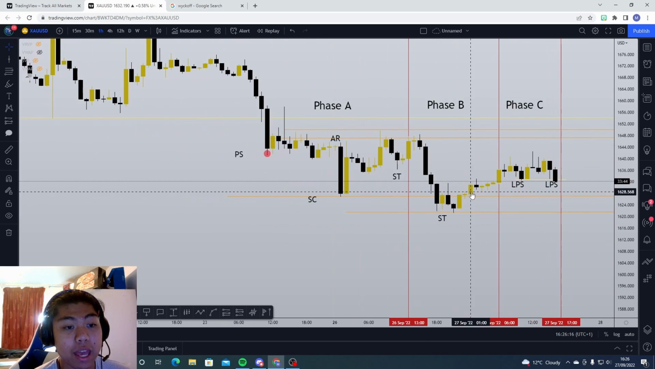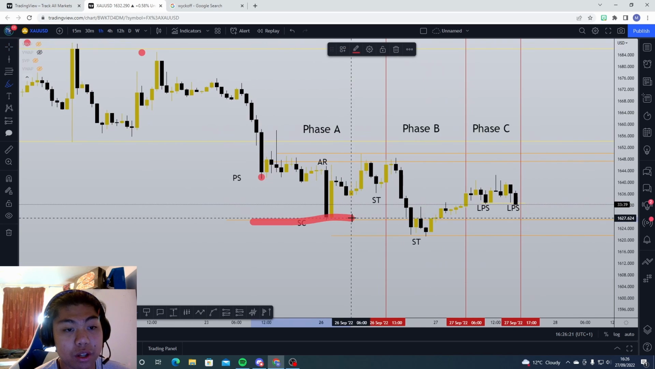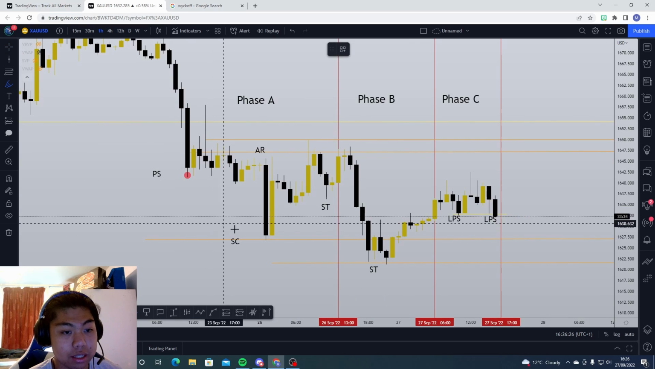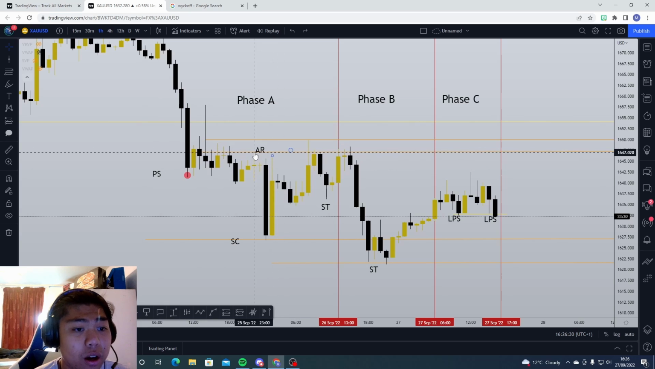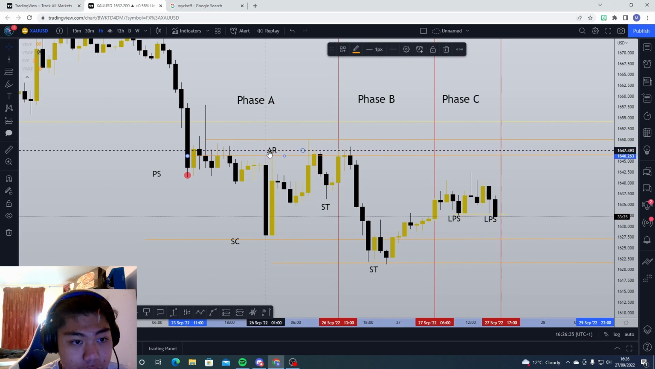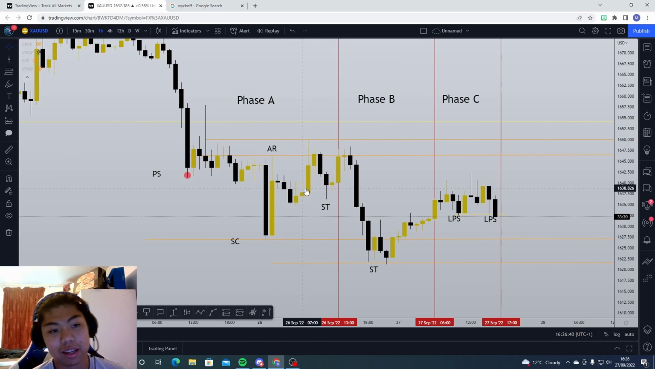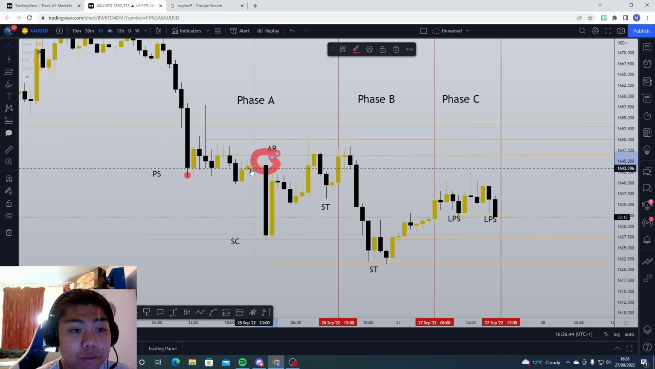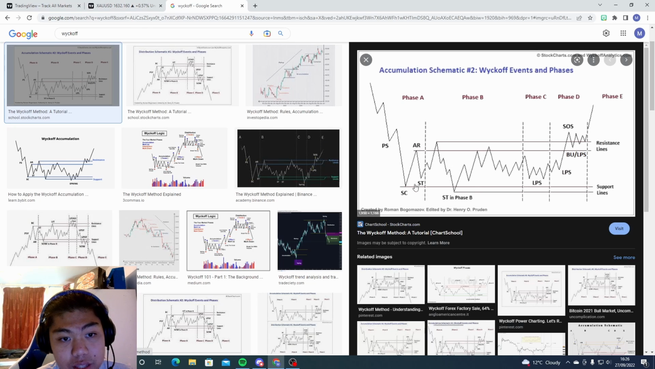After that, we have our selling climax, where the lowest point of the first phase is. You can see a huge push to the downside, very impulsive indeed. After the preliminary support, we have our automatic rally, which ends a little bit lower than that. Automatic rally ends over here. That's our phase A, so you have PS, SC, AR, ST.